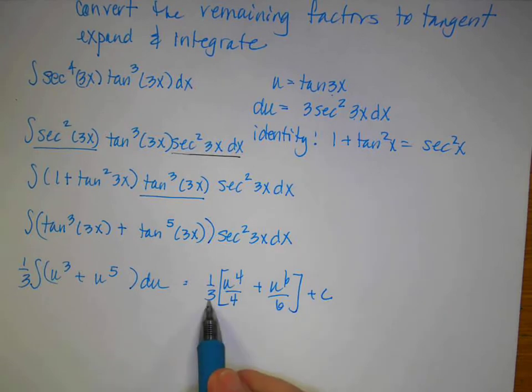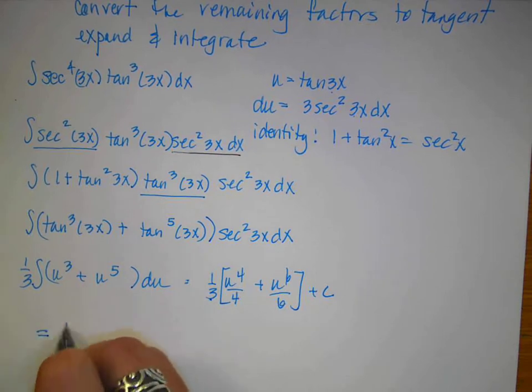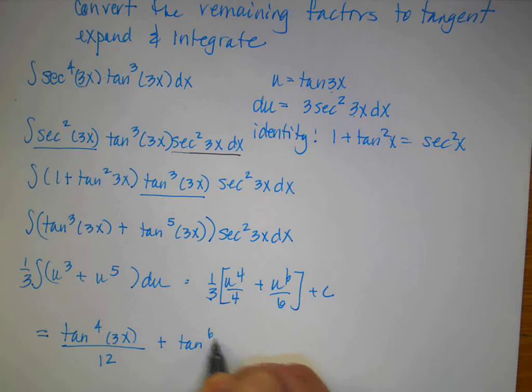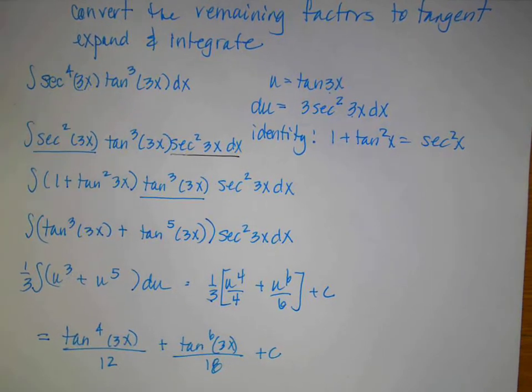Substitute my stuff back in, and I'm actually going to distribute this just to kind of clean it up a bit. And so I'm going to get that I have the tangent to the fourth of 3x over 12 plus the tangent to the sixth of 3x over 6 times 3, which is 18, plus c. Phew! Alrighty, and so then of course we would report nicely saying that the integral of f of x dx is equal to all of that lovely stuff.